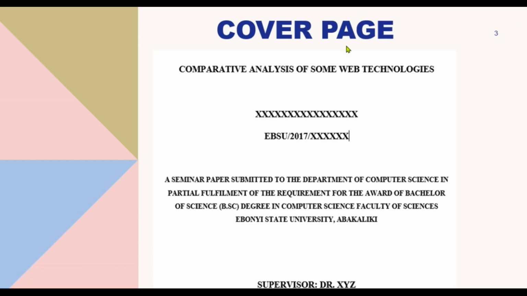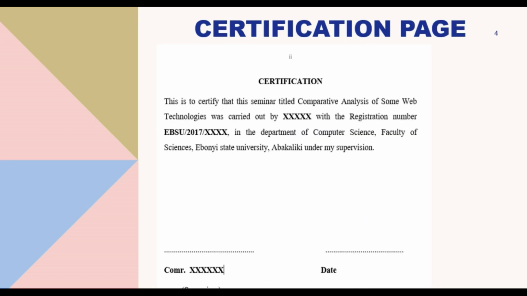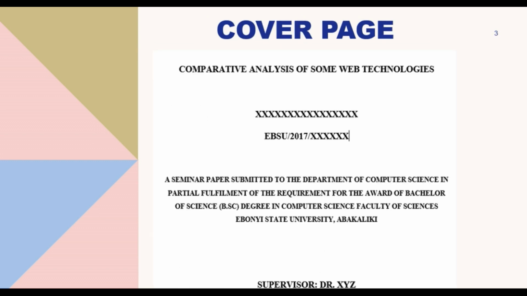Now, this is the cover page. The cover page is made up of the title of your seminar, the name and registration number of the student with this write-up, then followed by the name of your supervisor. Beneath it, you may put the year of defense, maybe March 2023 or December 2023.